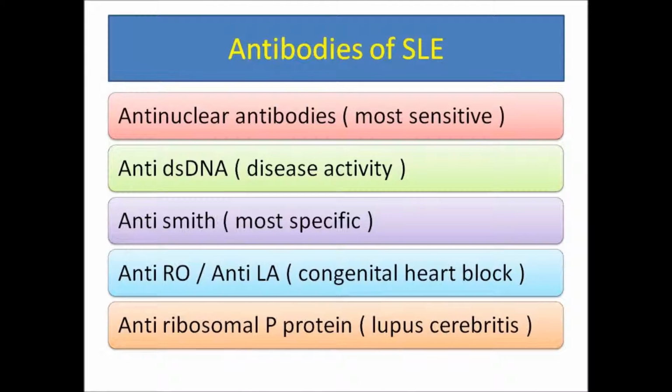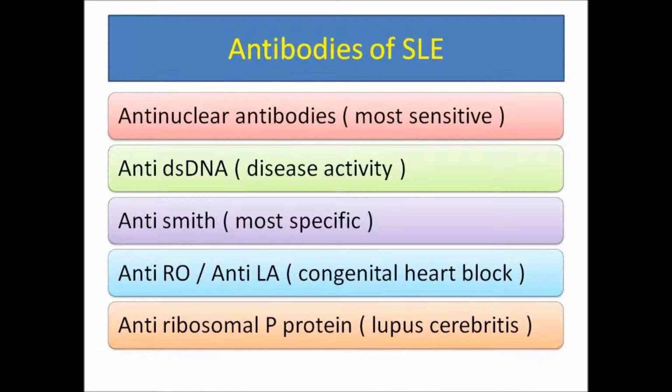Okay, now let's talk about the immunology. This is very important in SLE, the antibodies of SLE. There are so many antibodies in SLE. In one study, there may be more than 100 types of autoantibodies in SLE, but these are the most important. We have the antinuclear antibody. This is the most sensitive. Its sensitivity can reach 98%, but it is highly non-specific.